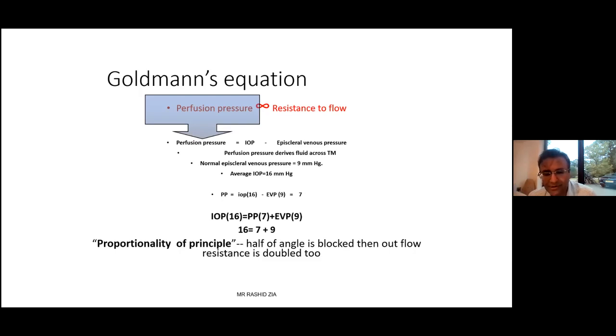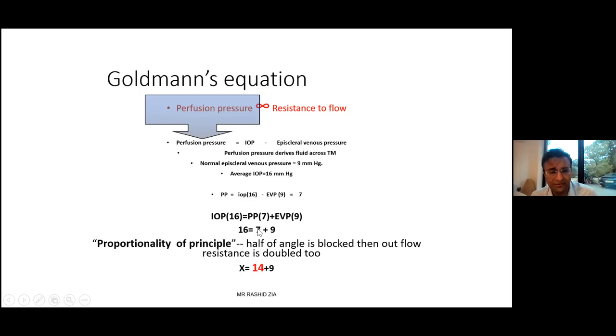Now, coming to the point, if the resistance is increased, for example, if ITC happens, if the resistance is doubled, i.e. if half of the angle is blocked, then we can safely assume that the resistance has doubled. So if resistance has doubled, then according to Goldman's equation, the perfusion pressure should also double. So that means this figure of 7 will become 14. The perfusion pressure will become 14.